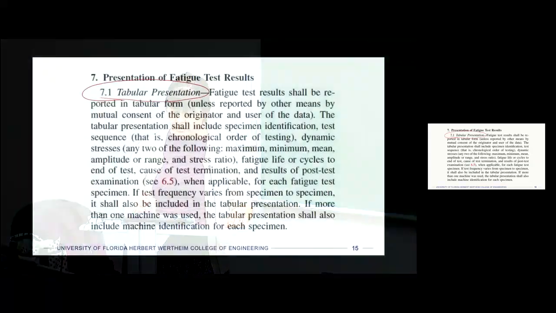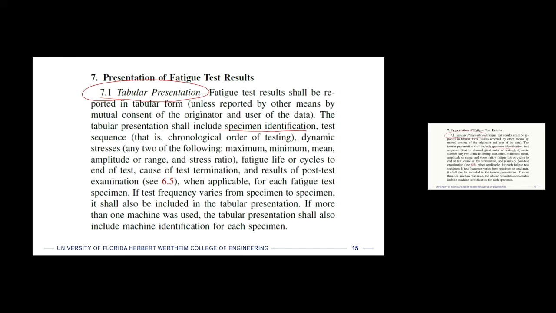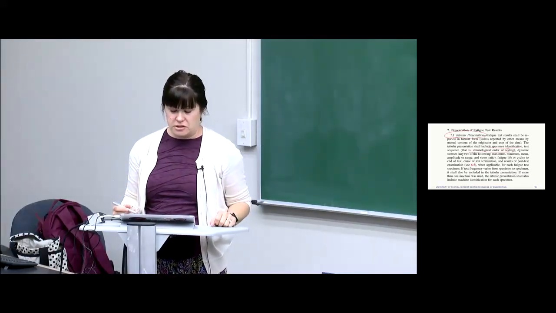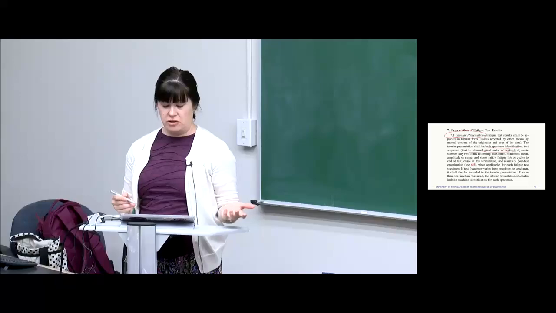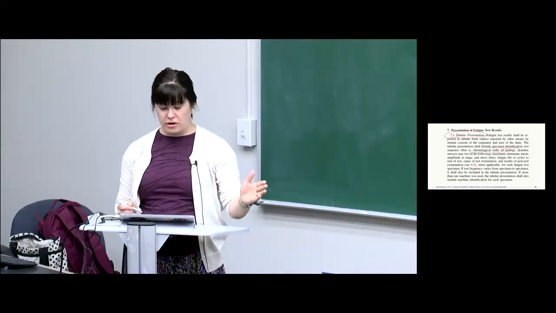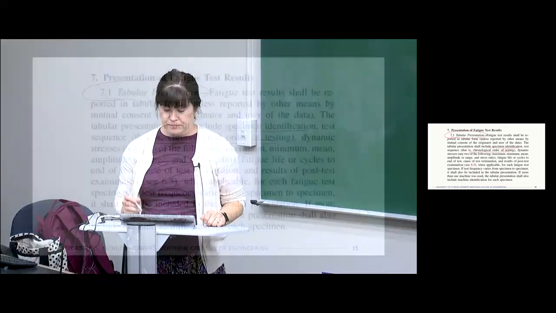So it should include specimen identification, whatever was stamped on the end, and test sequence, that means chronological order of testing. That could be potentially many repeats in a row, or if you have different conditions that you're applying in a research context, then you may want to randomize the situations such that you don't have systematic error from the order that you're doing the tests.